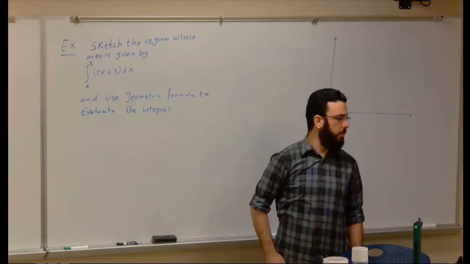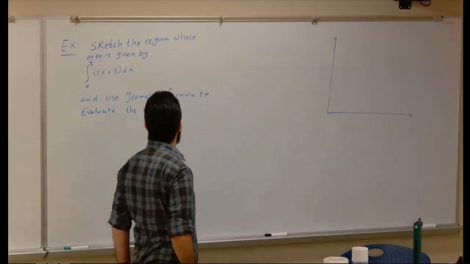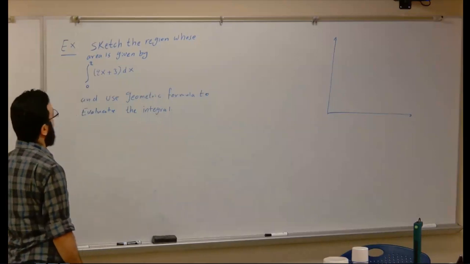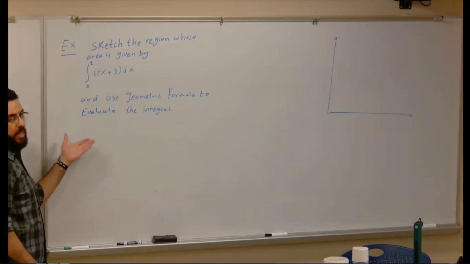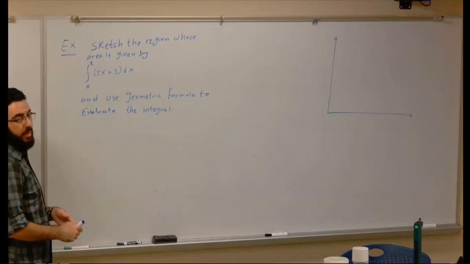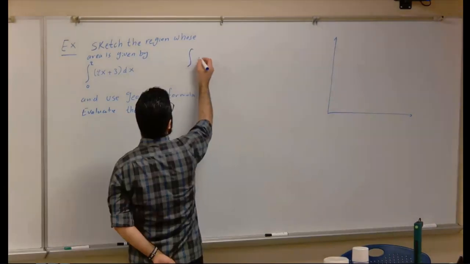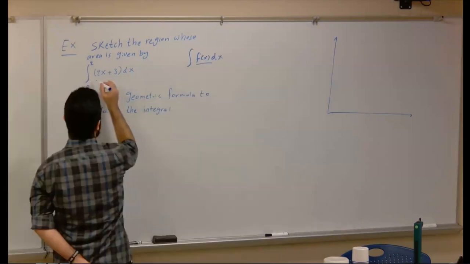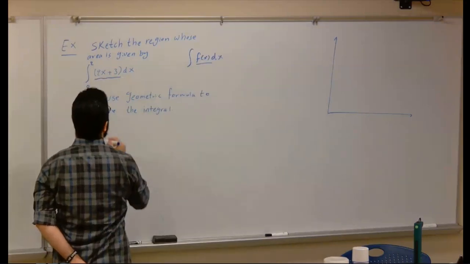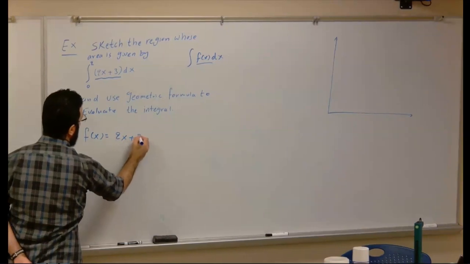Here's the last example. We need to sketch the graph. First of all, do I have the function? It's 2x, because we already know the integral for f of x dx. So I know the function here is f of x. That means f of x equals 2x plus 3.